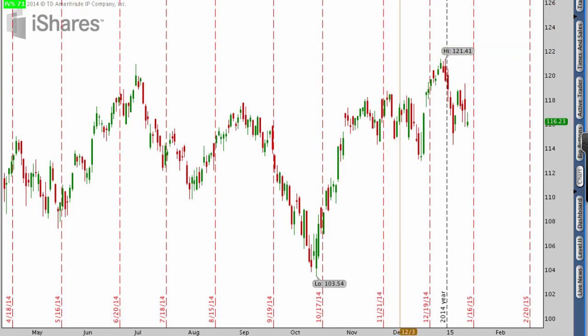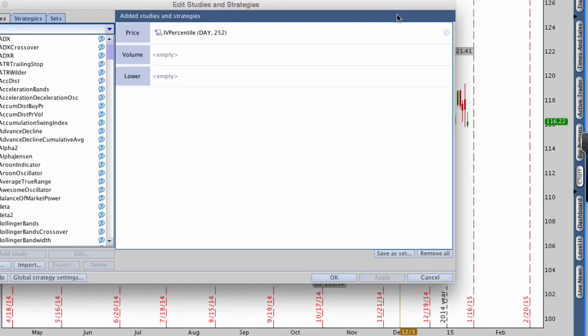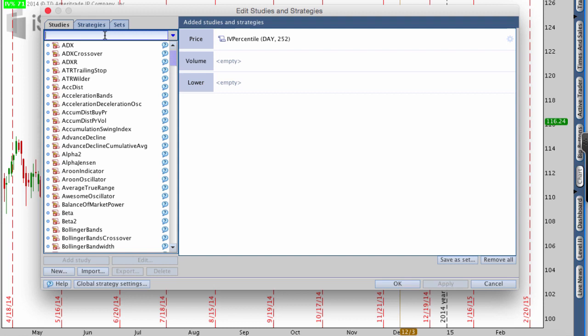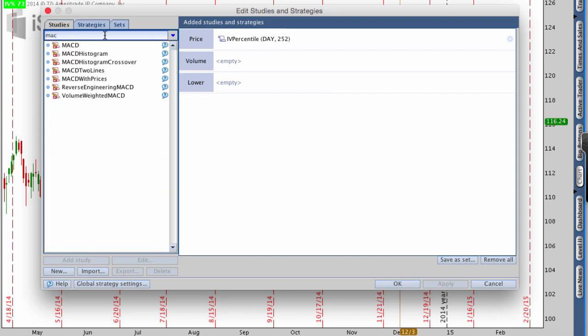So what I want to do first is go up to where it says studies, and I want to edit studies. You can see there's no studies on here right now, but I'm going to add a study. On the left, I'm just going to search for the first one, which is MACD. I want to use MACD 2 lines. There's a bunch of different ones you can use: histogram, crossover, 2 lines, just regular MACD, but I like to use 2 lines.